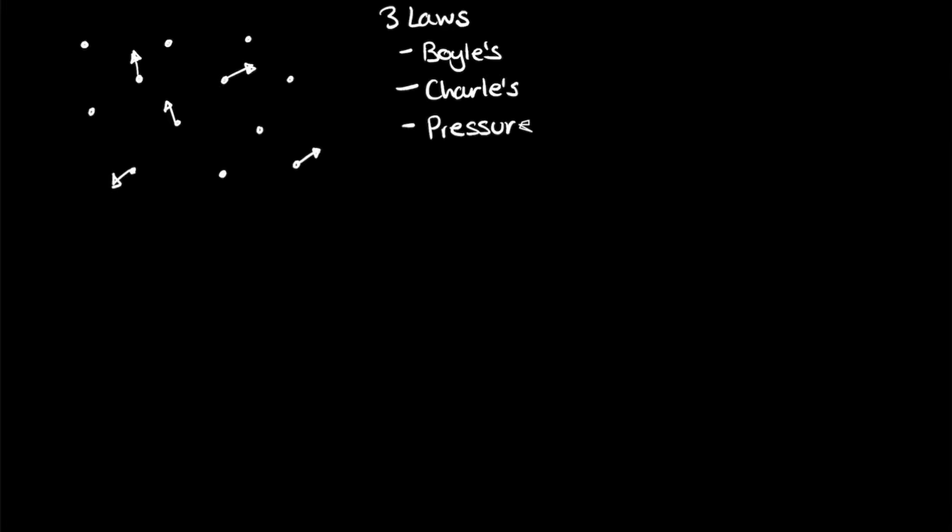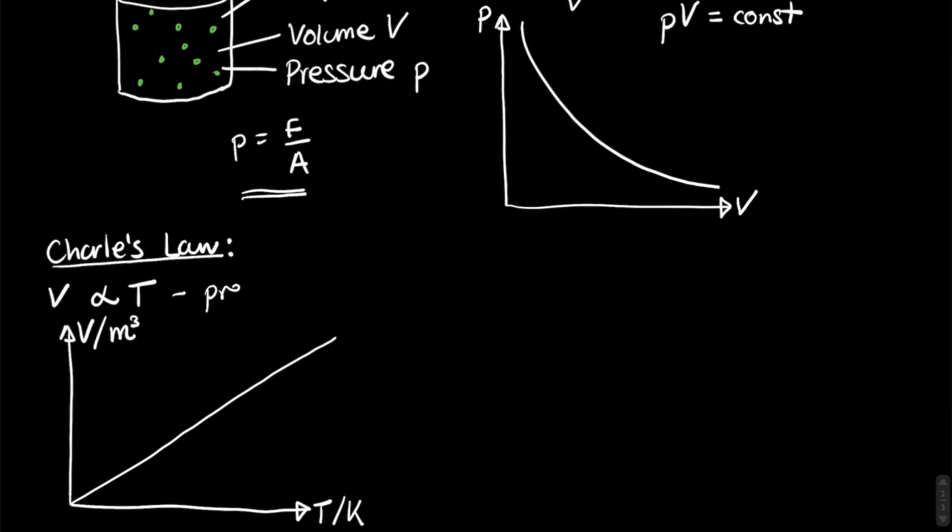However, Charles's law also has a condition. Charles's law only applies if the pressure is constant, if P is constant. So, like before, V over T, which is of course the gradient of this graph, is a constant, but only if the pressure is constant. So that is Charles' law. Volume is proportional to temperature, but only at constant pressure.